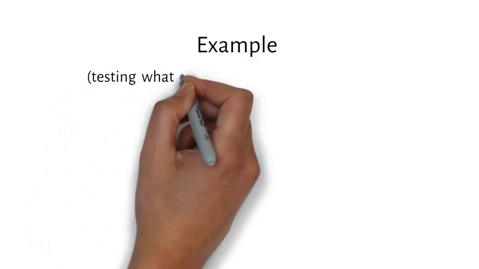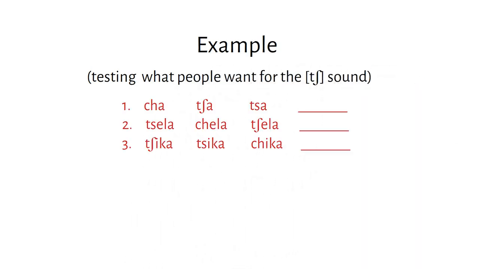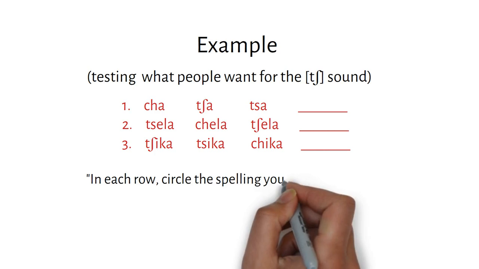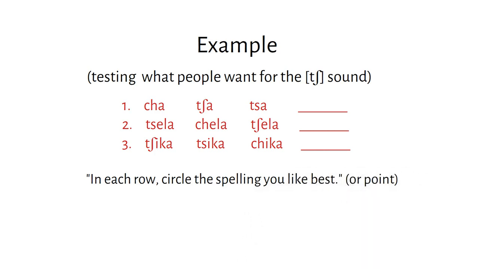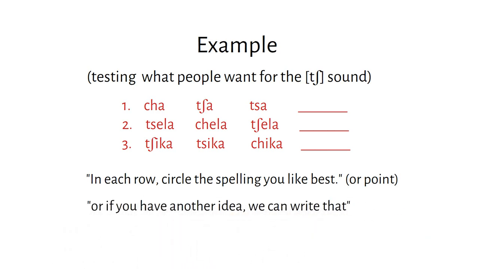For example, if you want to find out what people like for the ch sound, you could show them something like this. In each row, have people circle the word they like best, or they can point. Notice the blank space at the end of the row. If a person has a choice that is not listed, we can write that one.